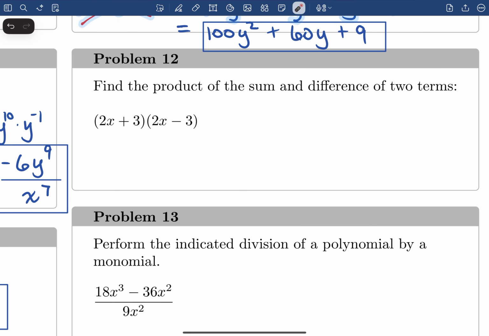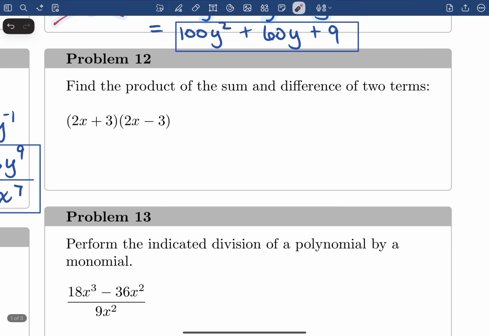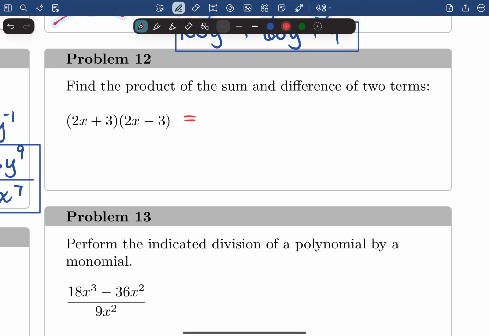Moving on to problem 12. Find the product of the sum and difference of two terms. All right, so really the objective is to multiply these two binomials together, but we notice that they're the same two terms, 2x and 3, and there's addition and subtraction between the two terms. So these are called conjugates. And when I multiply these two binomials together, we'll see something interesting about conjugates.